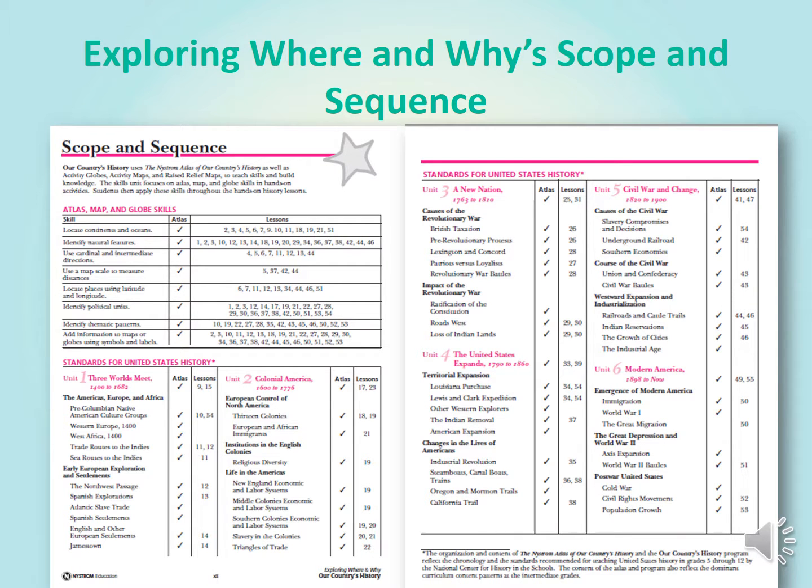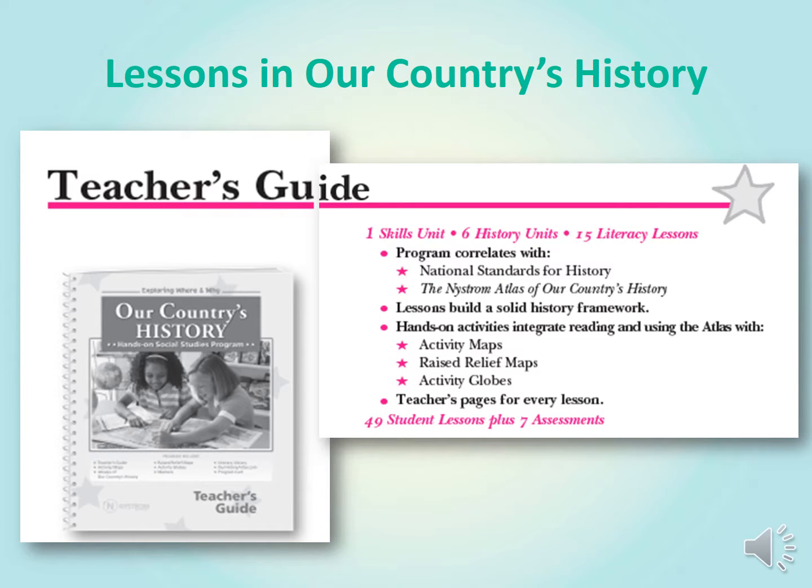Here, you can see the scope and sequence for Exploring Where and Why's program, Our Country's History. Here you can see the correlation between National Social Studies standards and how and where in your EWW program they are met. Your Teacher's Guide provides you with a variety of background information that helps you to utilize Our Country's History to the best possible way. Let's take a look at all that's included.